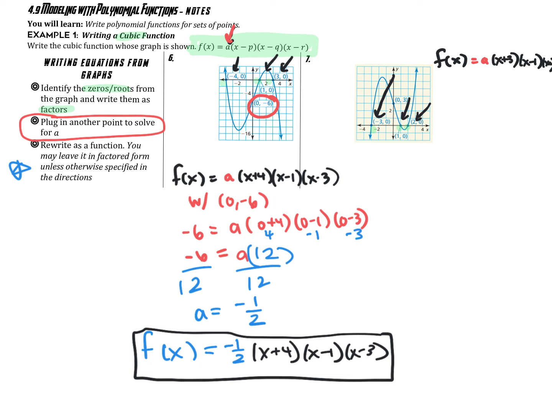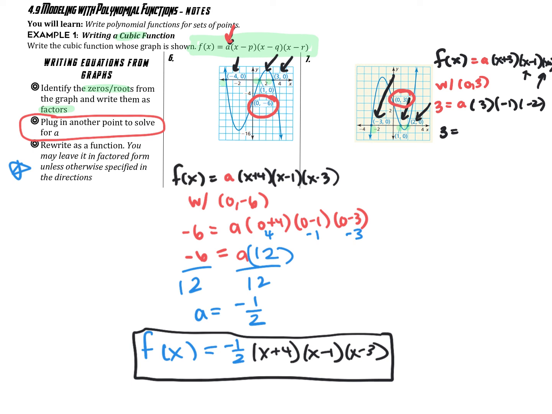Then I need to find a. So the only other point I see is 0, 3. So with the point 0, 3, 3 is going to equal a. Now, if I plug in 0, this is just going to be 3. If I plug in 0, this is just going to be -1. If I plug in 0, this is just going to be -2. So 3 equals a times 3 times -1 times -2.